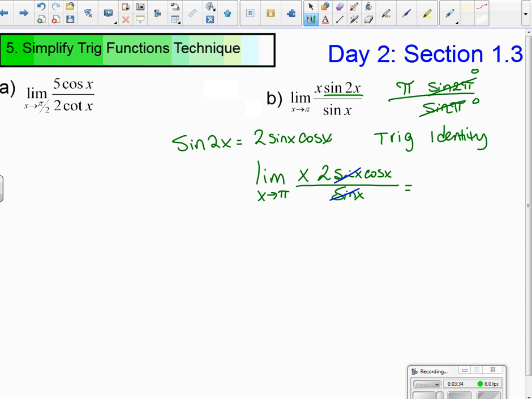And now let's try substituting in our value of pi. So let x go to pi, and we'll have pi times 2 cosine pi. The cosine of pi is -1. And it appears that our answer is going to be -2 pi.